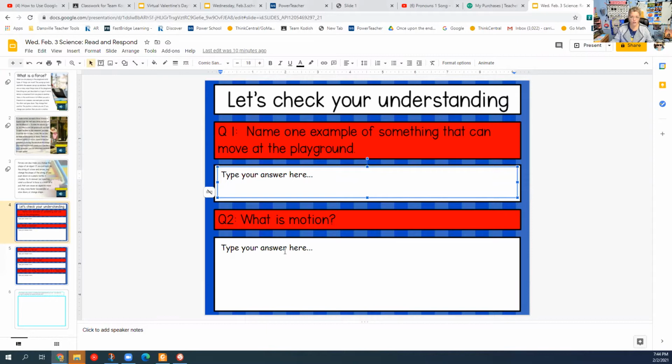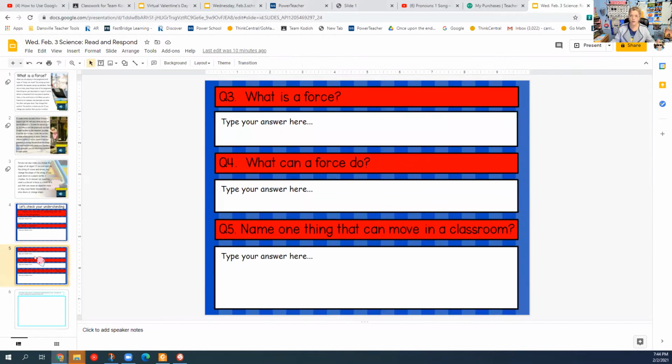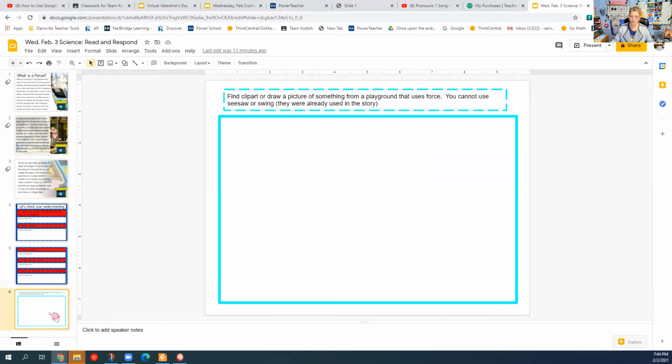What is motion? You don't have to remember this stuff. Go back in the reading. That's what good readers do. Find the answers. A couple more questions. What is a force? What can a force do? Name one thing that can move in a classroom. Okay, and then I kind of just threw in an extra fun page.